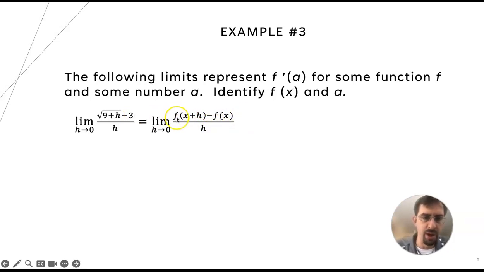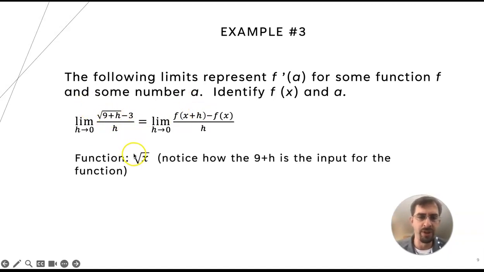So in this case, we notice that we've got a 9 plus h inside of a square root. So it appears like we've plugged in a something plus h into the square root. That's what we're looking for to see if we can spot what function this is. And indeed, we would say the function is square root of x. 9 plus h is the input for the function here. Okay? So once we identify that, it looks like we've plugged in something for x in this function. And the value for a, the value that we plugged in for x, would be 9.